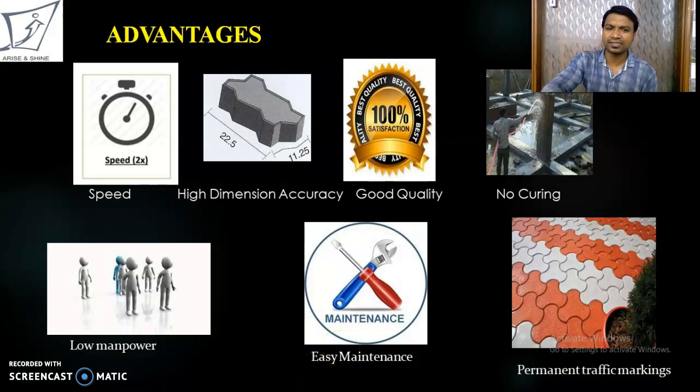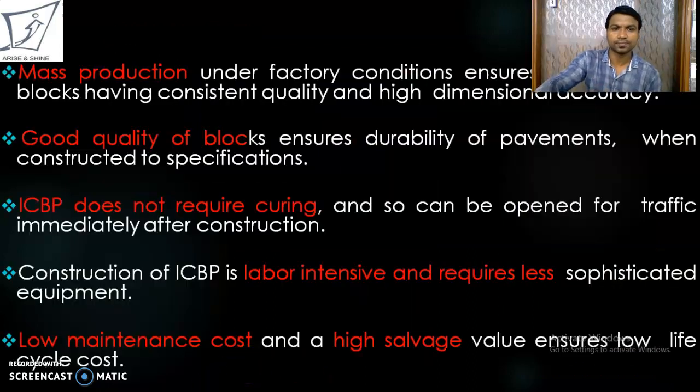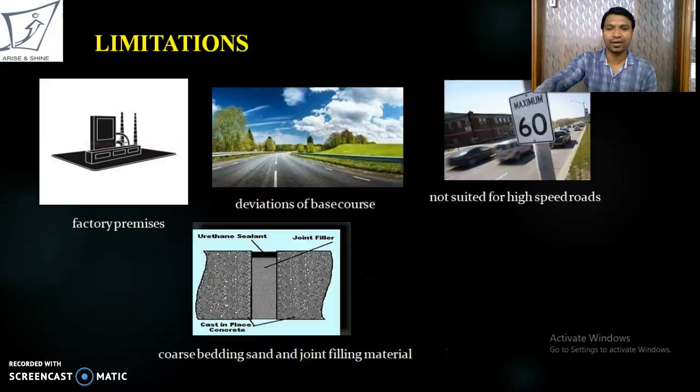Very easy for maintenance, and yes, low manpower is required in case of a paving block. Mass production, that is under factory condition, ensures availability of a block having consistent quality and high dimensional accuracy. That is nothing but the advantage. Good quality of a block you will find everywhere. That is, interlocking concrete block paver does not require curing. As I mentioned earlier, construction of an ICBP is labor intensive and requires less labor, and it has a low maintenance cost and high salvage value.